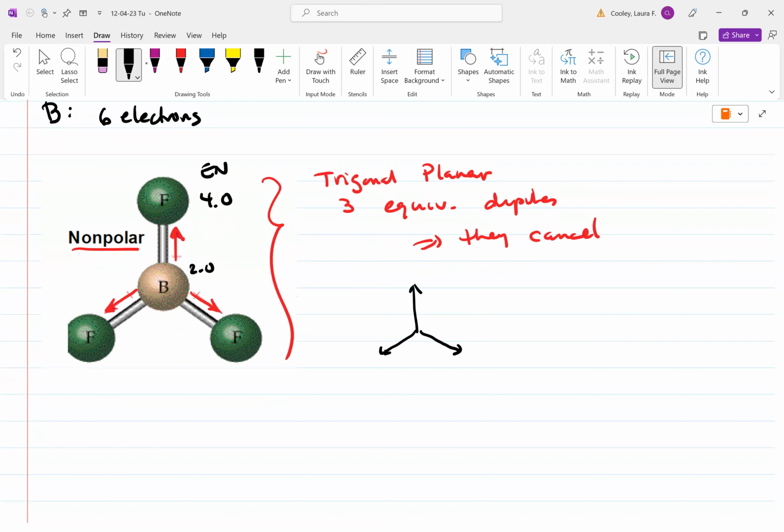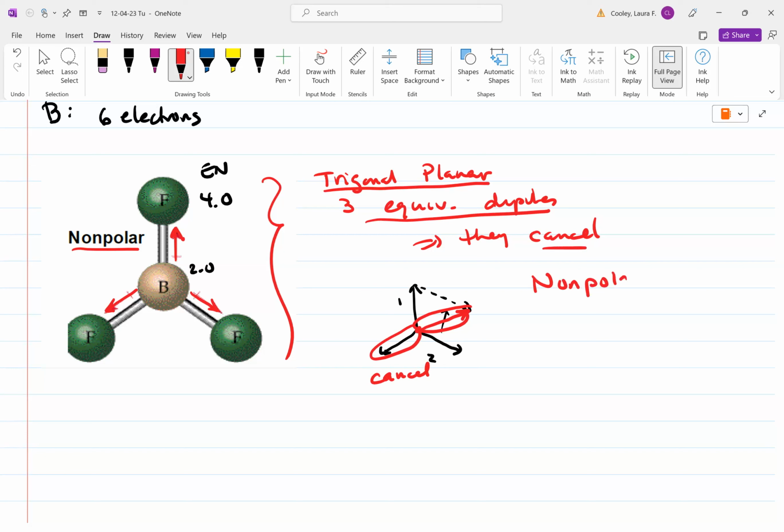So if you wanted to add up vectors 1 and 2 here, you would take 2, and what you do is you move the tail of the arrow to the head of the other arrow. So you translate it, and then you draw an arrow from the beginning to the end. And you could sort of see, it's not that great a drawing, that this arrow and this arrow will now cancel because they're pointing in equal and opposite directions. So if you don't like that, fine. Just know that when you have a trigonal planar molecule with 3 equivalent dipoles, they cancel. And this is a nonpolar molecule.